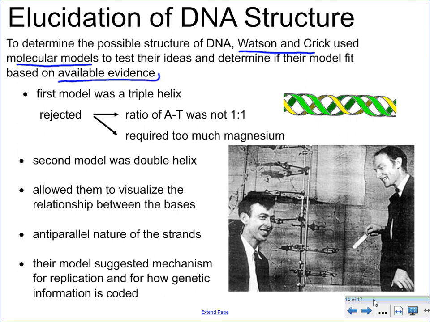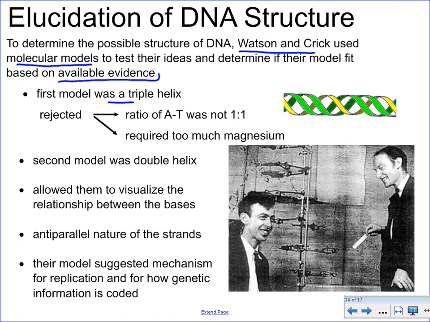So they didn't perform any experiments themselves to figure out the structure of DNA. They took what evidence was available, or what research people had done, and based on that research, they used models to build a structure of DNA that fit the evidence that they had. And so using that, they figured out the structure of DNA, but there were some failures at first.